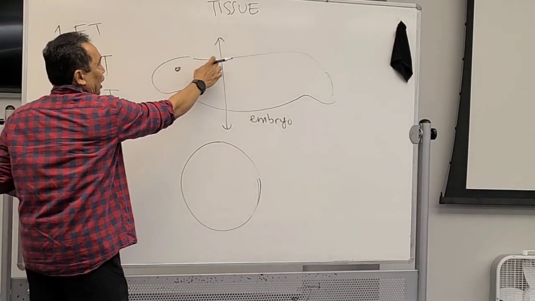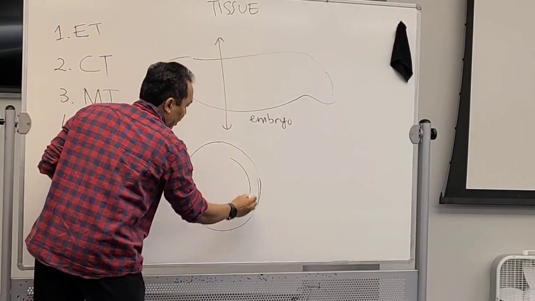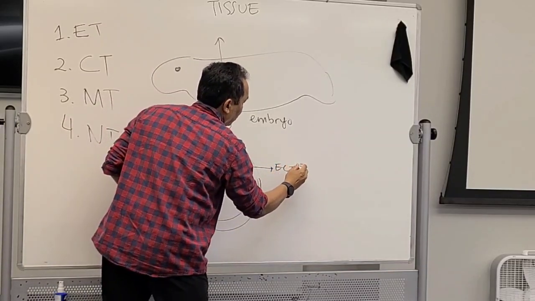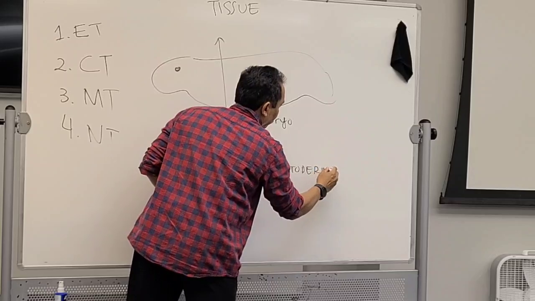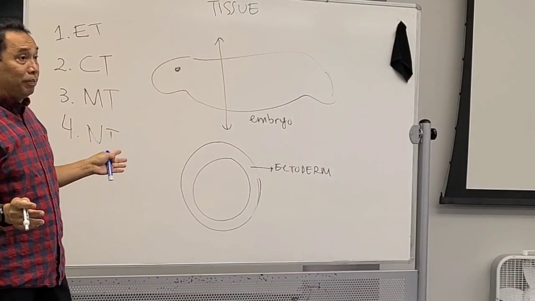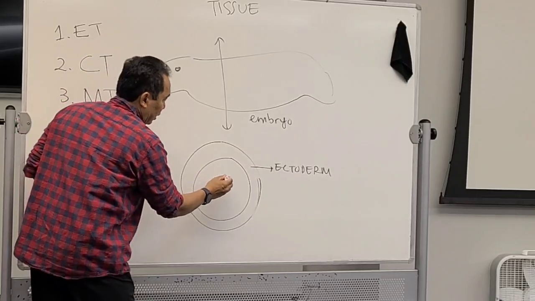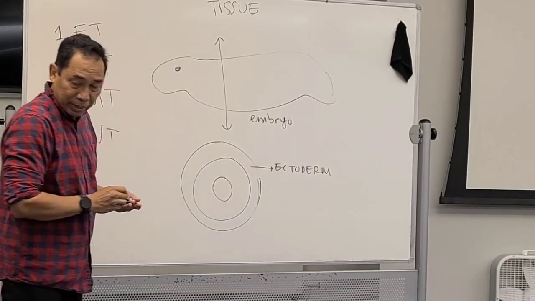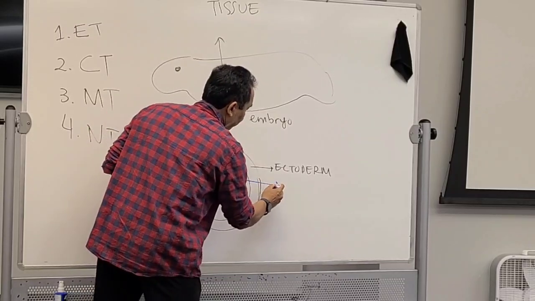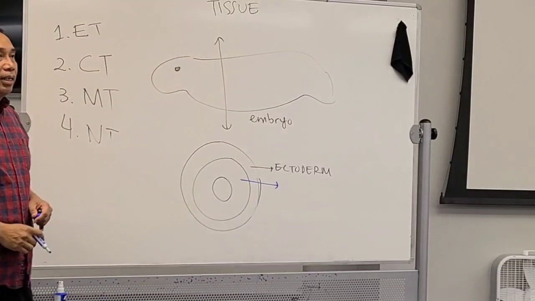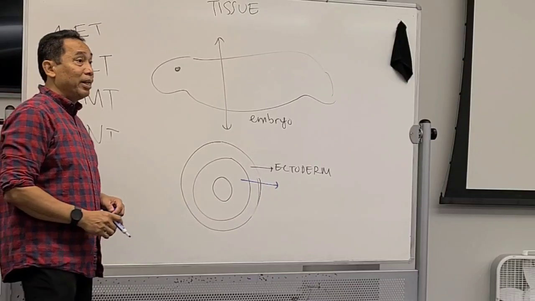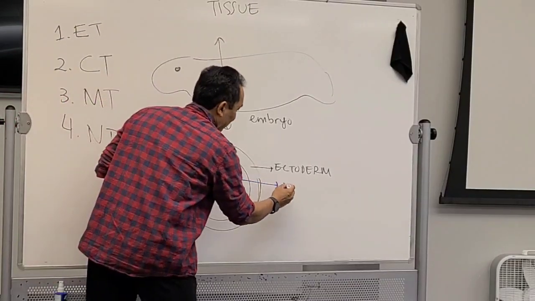Now, the outside part over here, it has one layer. This layer is called the ectoderm. The outside layer. The outermost layer. And then you're gonna have the second layer over here. What do you call the second layer? Middle layer. Mesoderm.